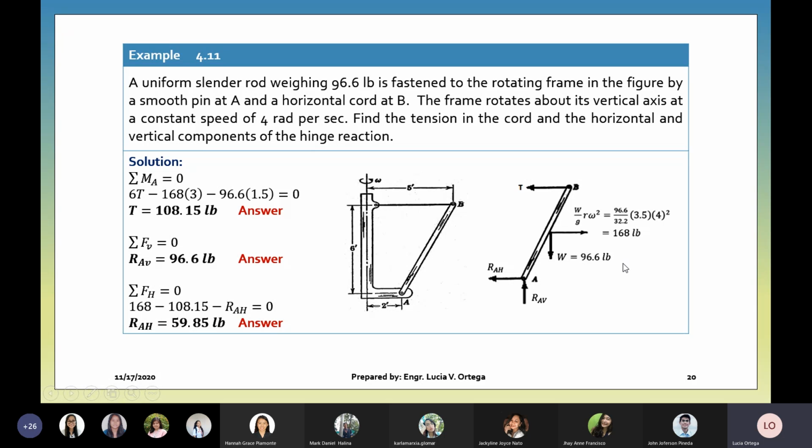And then taking summation of forces vertical, we can solve for RA vertical, which is equal to the weight, 96.6 pounds. And summation of forces horizontal equals to 0. So you have 168 minus 108.15 minus RA horizontal equals to 0. So the horizontal reaction at the hinge is 59.85 pounds.